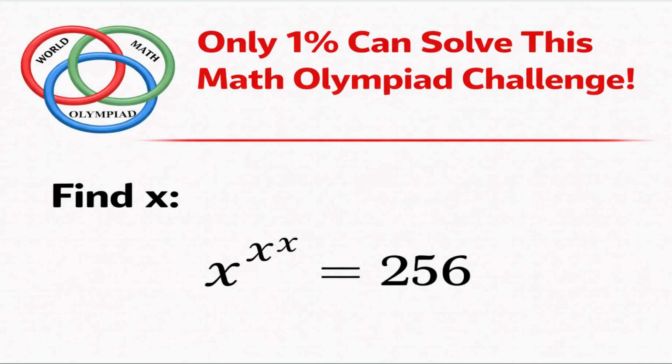Welcome! Today we're going to solve a fascinating and surprisingly common problem you might encounter in math puzzles and competitions. Our goal is to find the value of x in the equation x to the power of x to the power of x, which equals 256. This might look intimidating at first glance, but by the end of this video, you'll be able to solve it and understand the logic behind it.